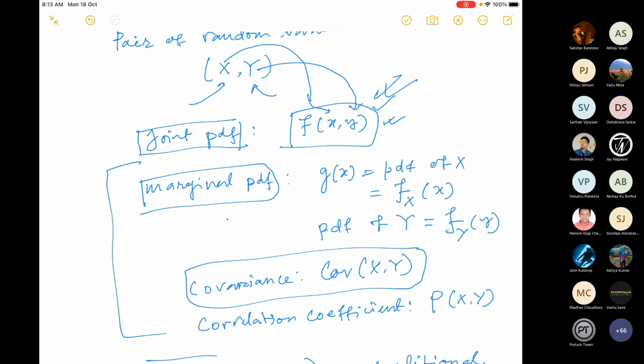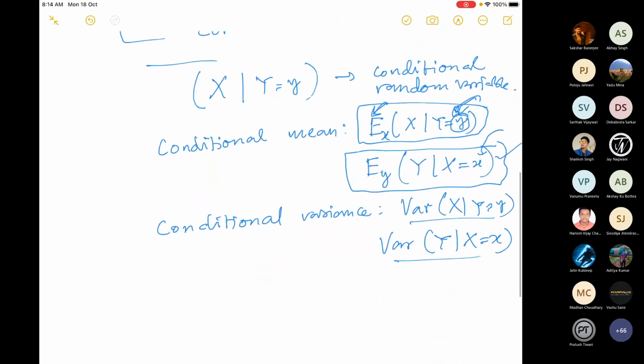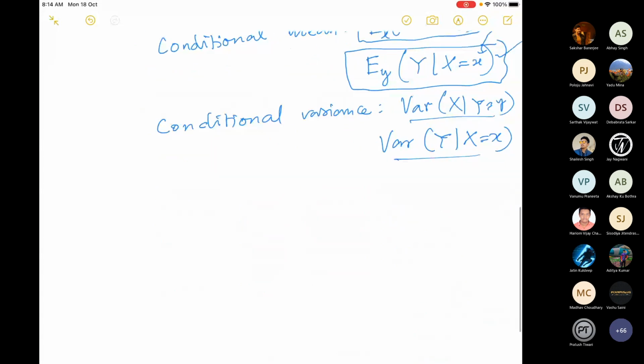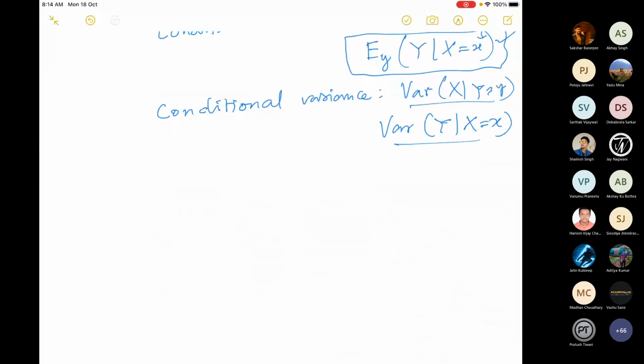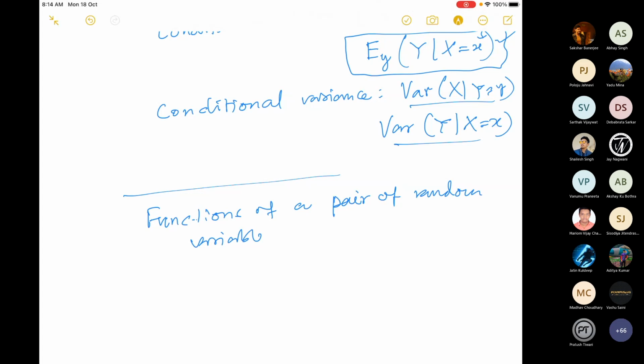And we said, okay, independent random variables will have a lot of applications when we talk about statistics. This is what we have done till now. Now today, what we'll try to do is, first, we'll talk about the concept of functions of random variables, or functions of a pair of random variables.